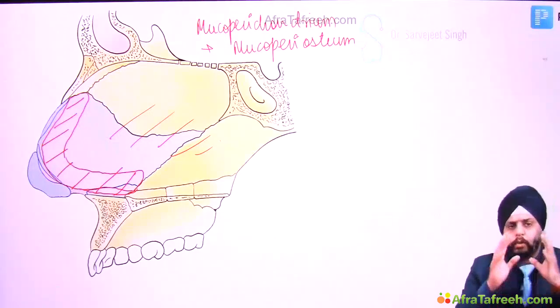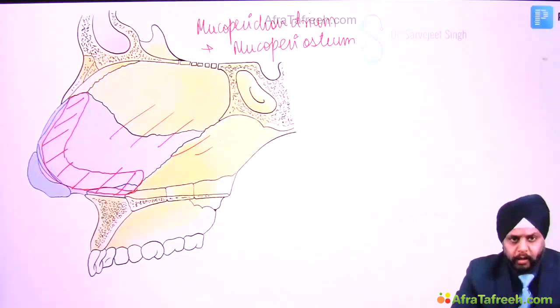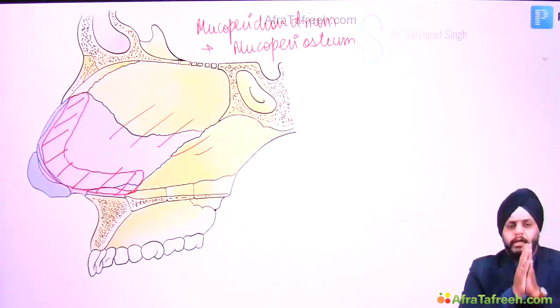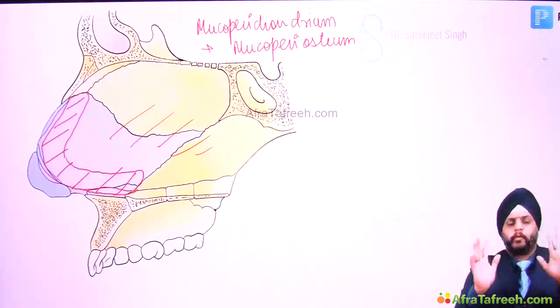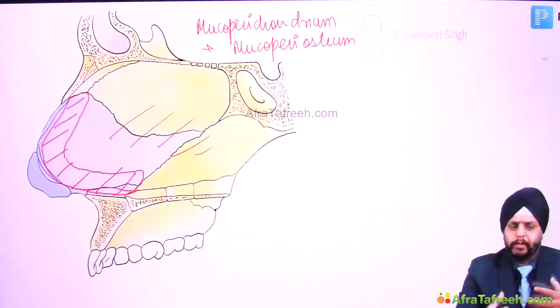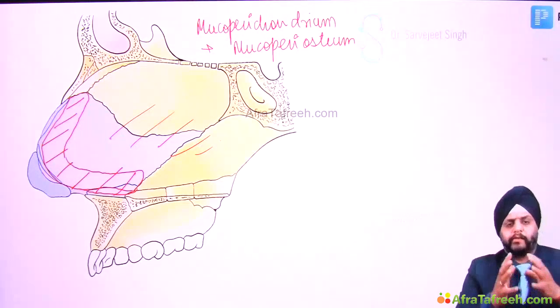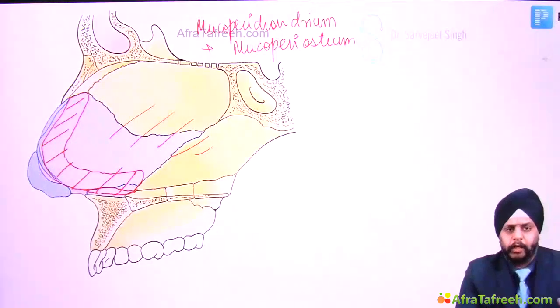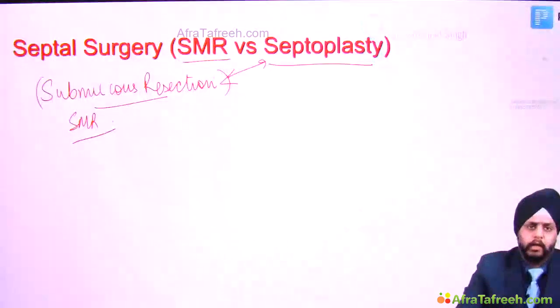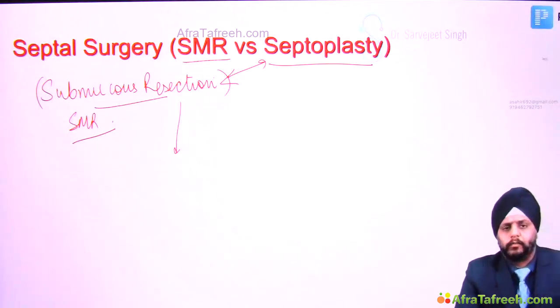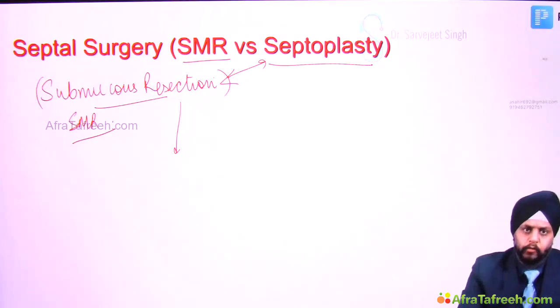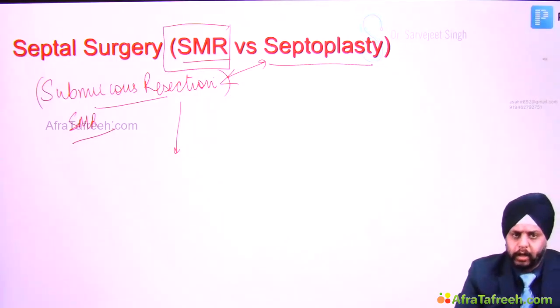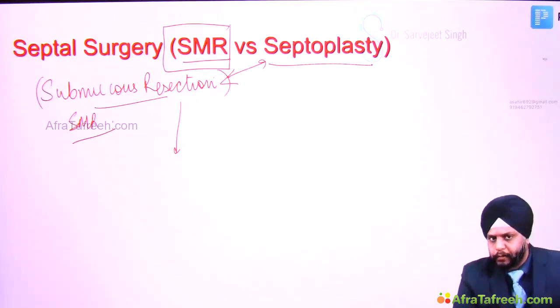Then you remove only the deviated part of bone and cartilage. Whereas in SMR, it's a more radical surgery. You raise the flap on both the sides and you try to remove maximum bone and cartilage. So now, which surgery will have more chances of septal perforation? After surgery, if there is an infection or a trauma, then SMR. SMR is a more radical surgery, so SMR will have more chances of septal perforation. Remember, SMR is a more radical surgery. It has more chances of septal perforation.